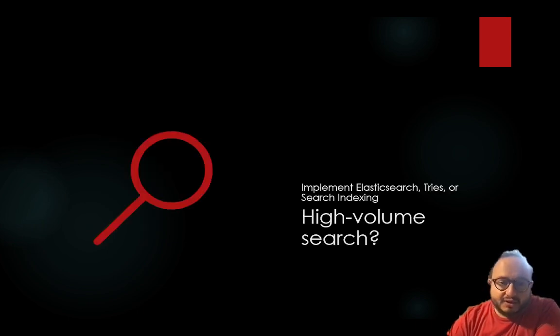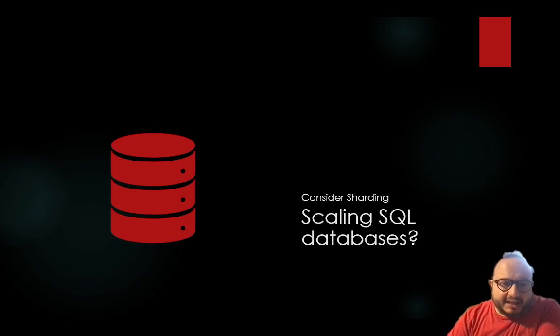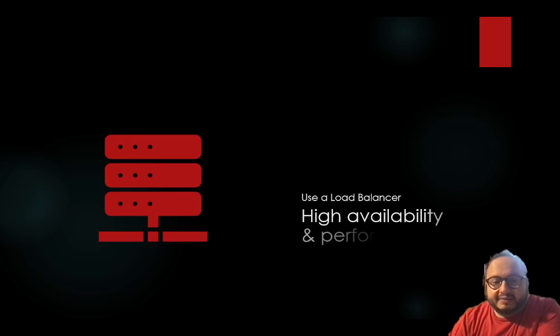Implement Elasticsearch, trie or search indexing. High volume search needed. For searching huge data sets fast, use specialized engines like Elasticsearch or data structures like trie. Consider sharding. Are you having difficulty with scaling SQL databases? Split your database into shards to distribute data and workload, keeping performance high as you grow. Use a load balancer when high availability and performance are needed. A load balancer directs traffic across servers, preventing overload and ensuring uptime.